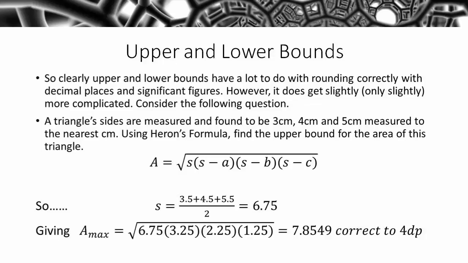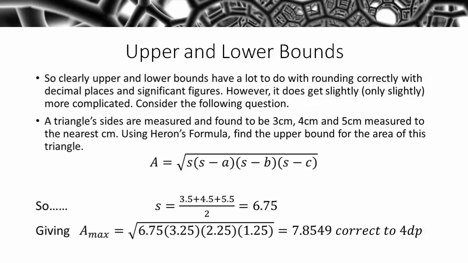Firstly, for Hero's formula we need to find S first. Now we need to round all our values up to 3.5, because if they were measured to the nearest centimetre, then each one of them could have been almost as big as 3.5. So 3.5 for the 3 centimetre one, 4.5 for the 4 centimetre one, and 5.5 for the 5 centimetre one. If we now add those up and divide by 2, we get a value for S of 6.75.